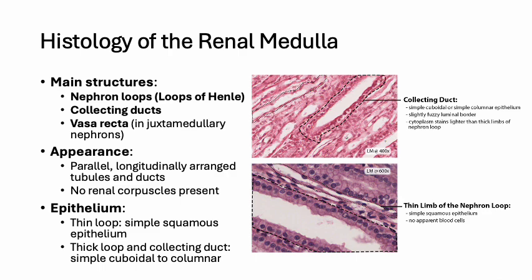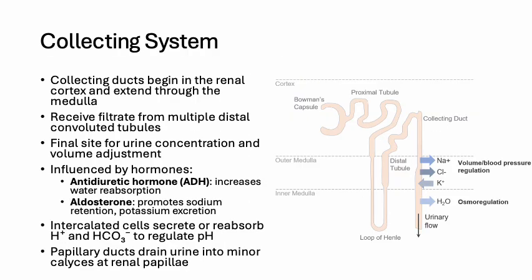The renal medulla has a more organized striped appearance due to the parallel orientation of nephron loops and collecting ducts. Unlike the cortex, it lacks glomeruli. The thin limbs of the nephron loops are lined by simple squamous epithelium, while the thick ascending limbs and collecting ducts have cuboidal and columnar epithelium. Vasa recta capillaries also run along these structures, helping to maintain the osmotic gradient critical for water reabsorption.